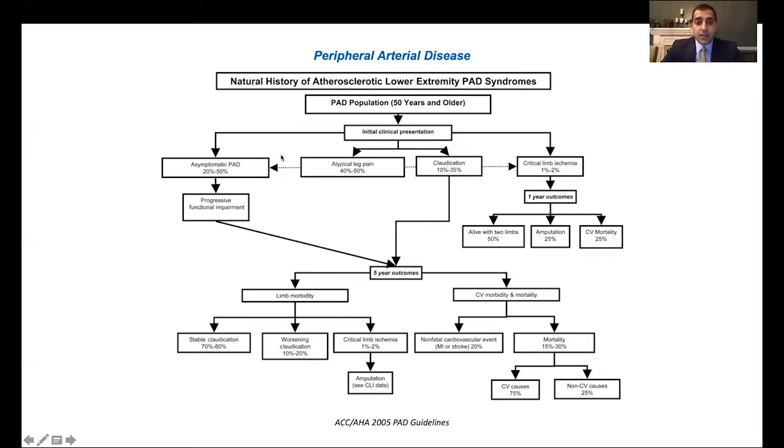After this, so now going into the other spectrum of folks that are symptomatic and the folks that have progressive disease, after 5 years, when it involves their limb, a higher percentage will be symptomatic. That's 70 to 80%. 10 to 20% will have worsening symptoms than when they initially presented. And 1 to 2% will unfortunately develop critical limb ischemia with its sequelae as described above. In terms of cardiovascular mortality and morbidity, 20% of folks will have a non-fatal cardiovascular event, which includes a heart attack or a stroke. And up to 30% of folks die. And that's alarming. 75% of those from cardiovascular causes and 25% from non-cardiovascular causes. So this really shows the impact and the burden that disease can have on folks.